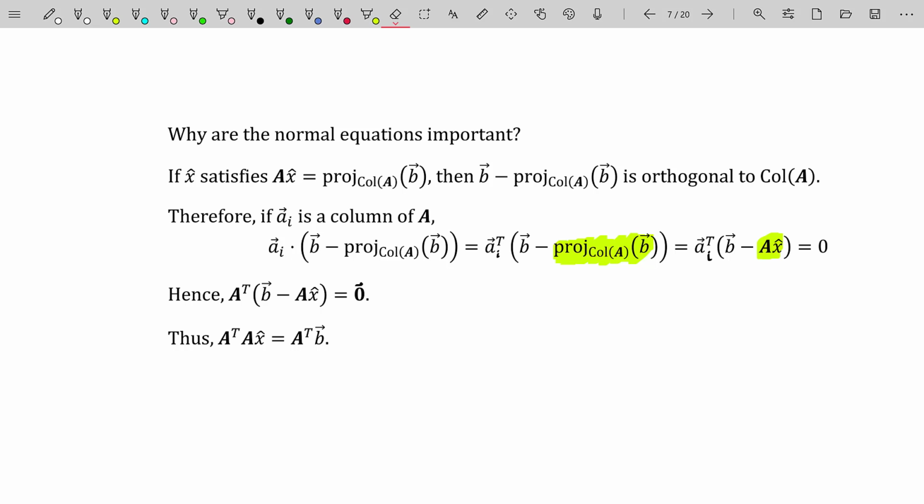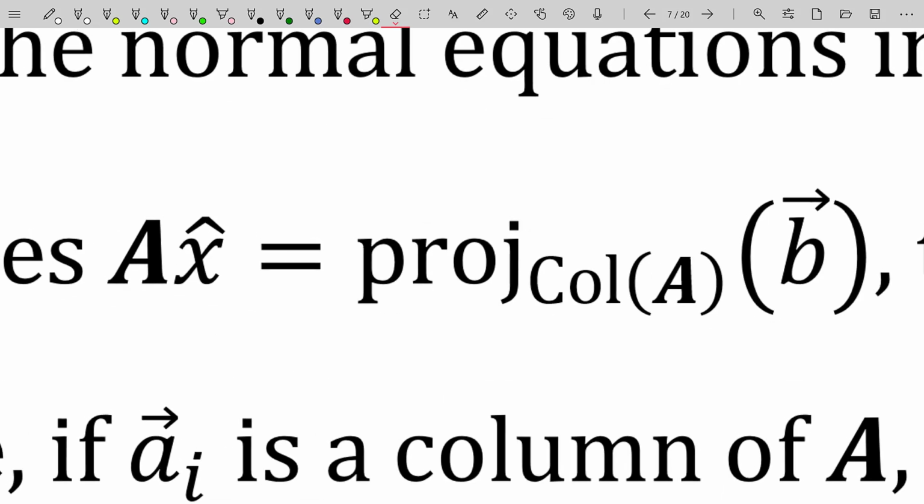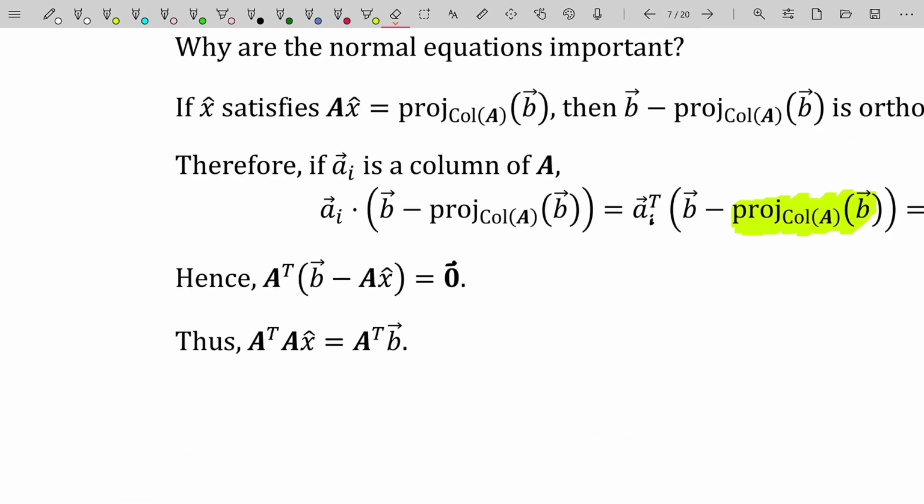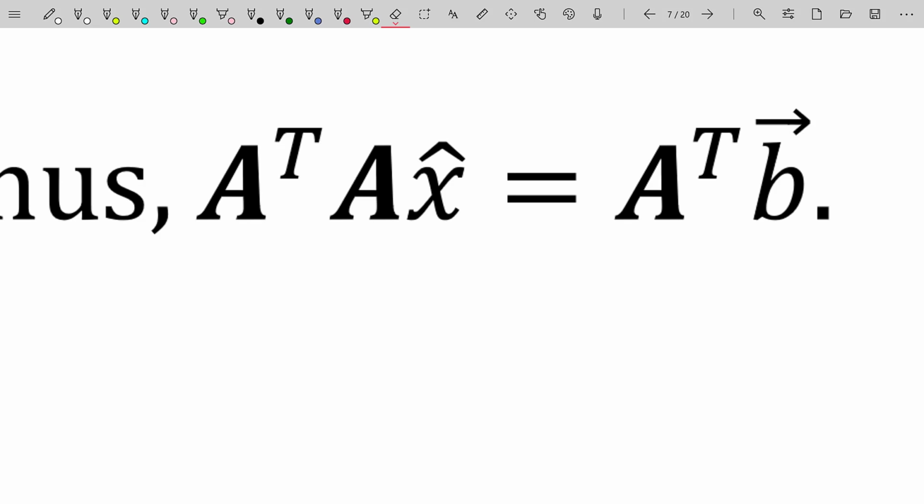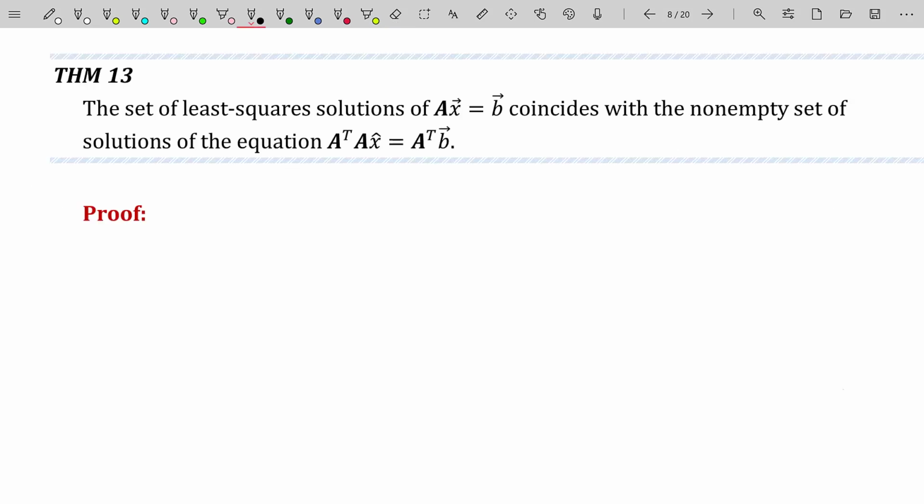But if x hat is the solution to this equation right here, A x hat is equal to the projection of B onto the column space of A, then x hat is also a solution to that equation A transpose A times X is equal to A transpose B. And that's significantly important and helpful in what we want to do. And remember, that equation is called the normal equation, or it's often pluralized, the normal equations. This theorem right here allows us to use that result in a really convenient way.